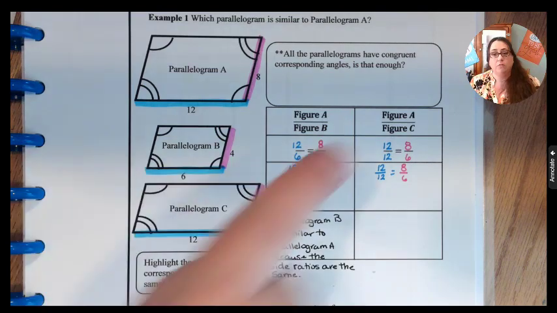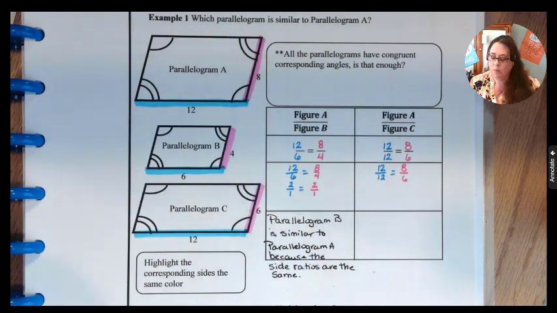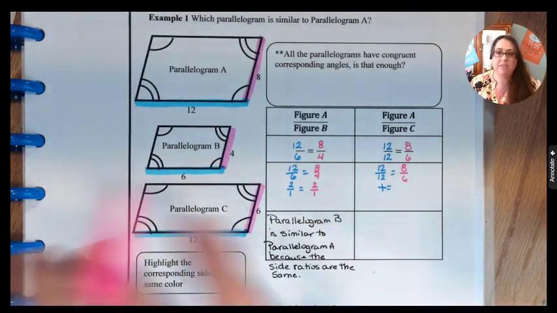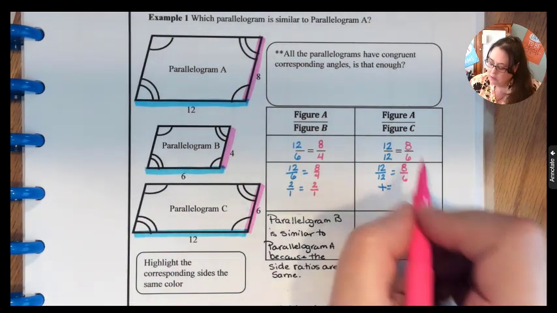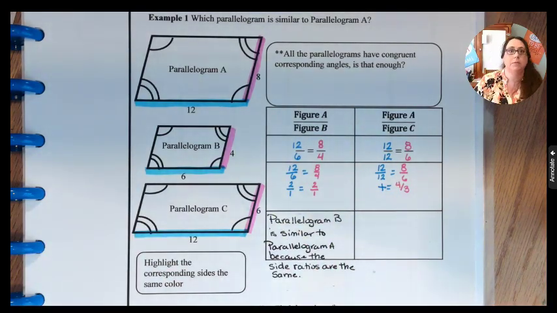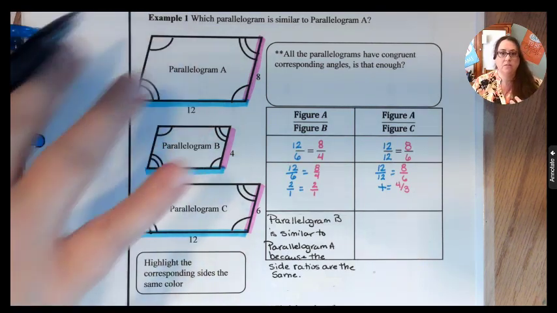Keep them as a ratio or as a fraction. 12 to 12 is 1, or 1 over 1. And 8 and 6 are both divisible by 2. So this would be a 4-to-3 ratio. Now, are these congruent? Are these the same? No, they're not. So these cannot be similar. Remember, to be similar, they have to have the same ratios, and these do not have the same ratios.